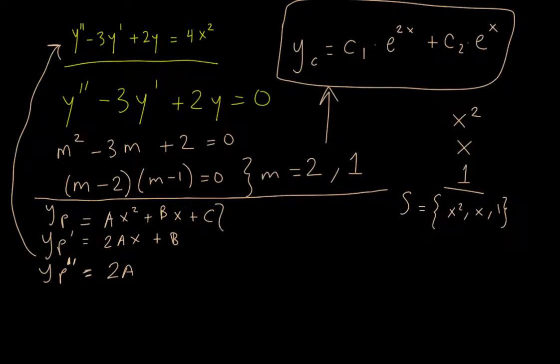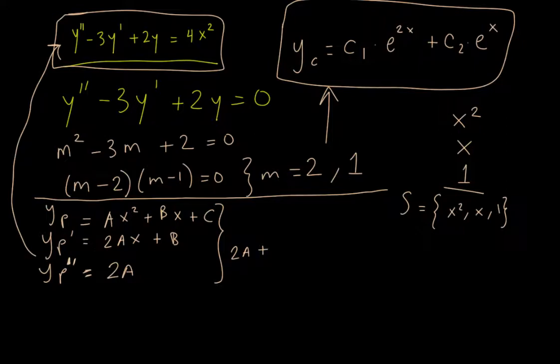Now we're going to plug these into our initial differential equation, and that would be 2a plus negative 3 times yp prime, so that's negative 6ax minus 3b, plus 2 times y sub p, so that's 2ax squared plus 2bx plus 2c. And that is equal to the right-hand side, which is 4x squared.